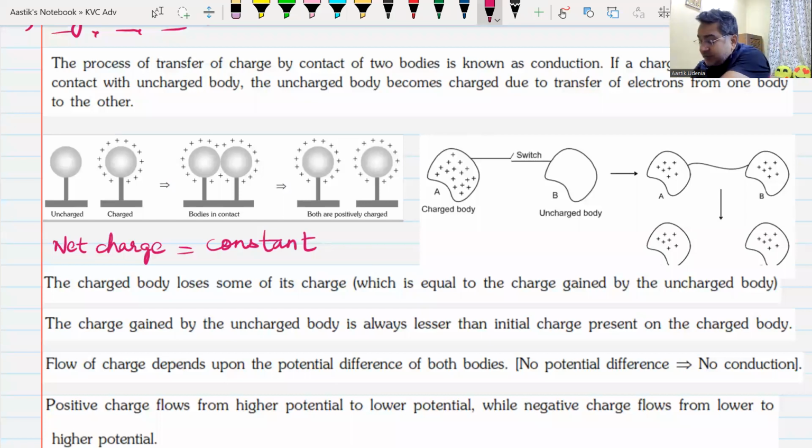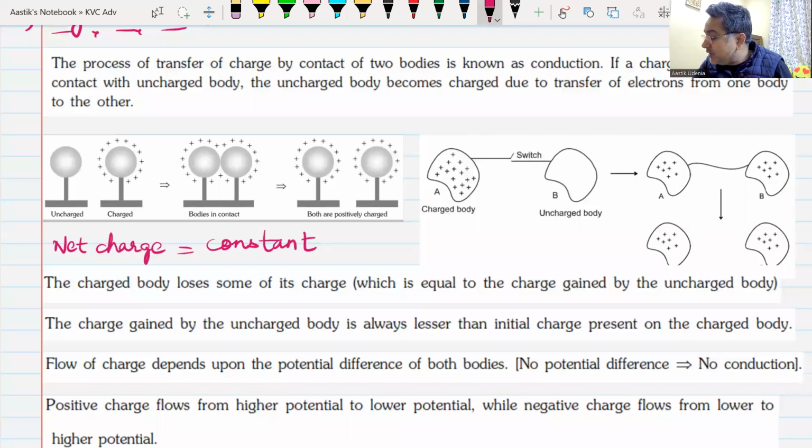Now, in this process of charging by conduction, one of the bodies must be charged, and we have to bring it physically in contact with the other body. The third method of charging is by induction. In this process, we don't have to bring the bodies in contact. We can just bring them close enough, and that is why it is said that repulsion is a sure shot test of charge, not attraction.